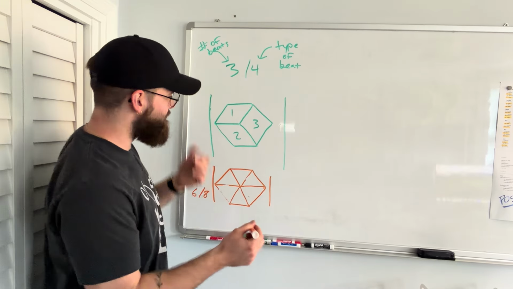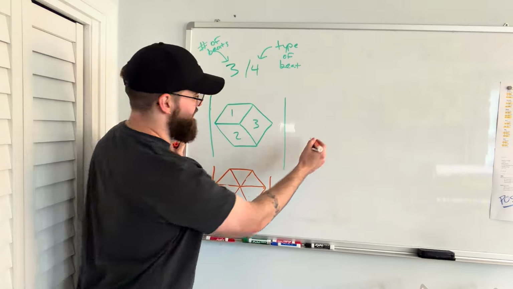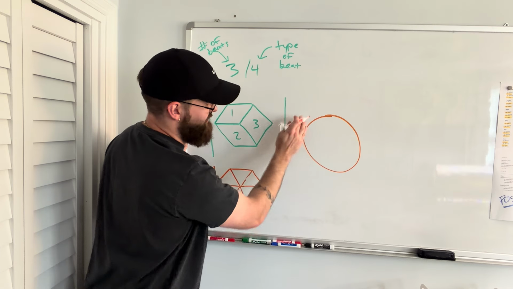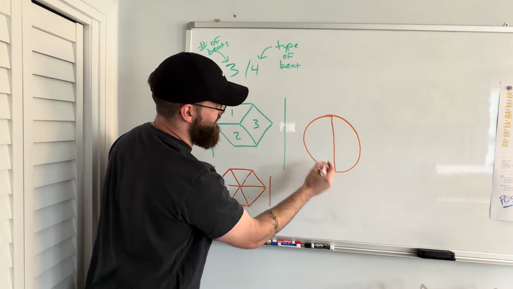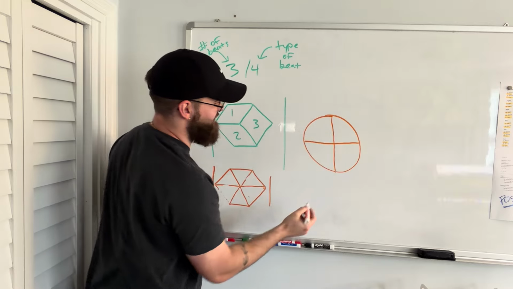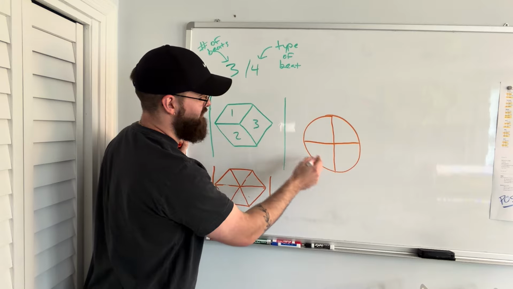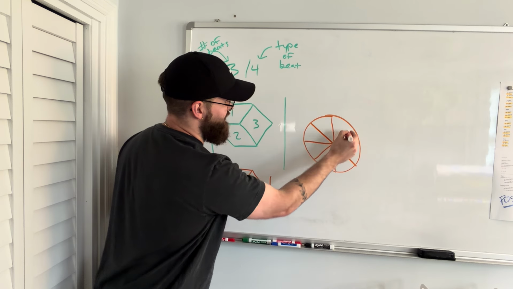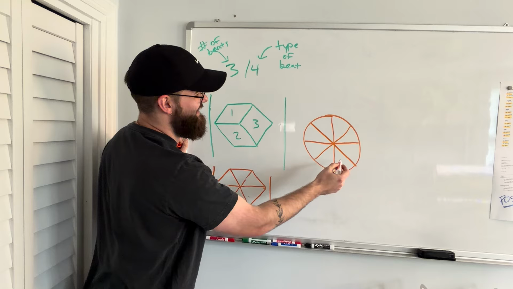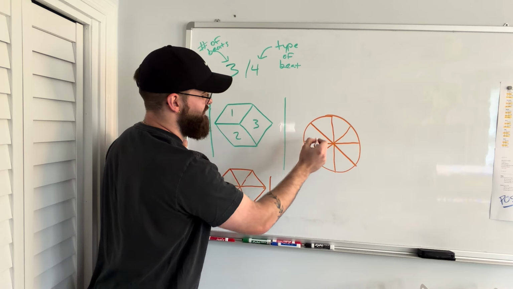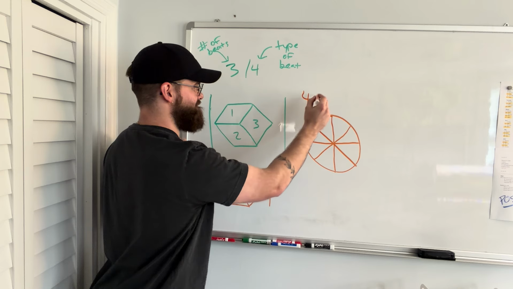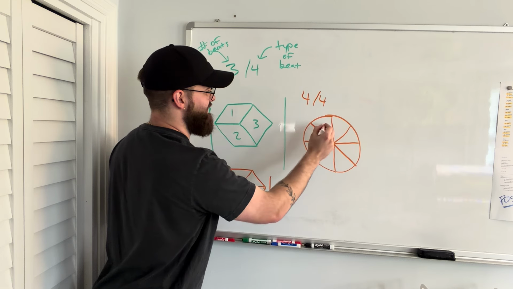Now, I'm gonna draw over here, I think you can see this. I'm gonna draw this circle. All right, this is a whole. You split it in half, you get 2 halves. You split those 2 halves in half, you get 4 quarters. You split those quarters in halves, you get 8 eighths. 1, 2, 3, 4, 5, 6, 7, 8. 4/4 time is like this.